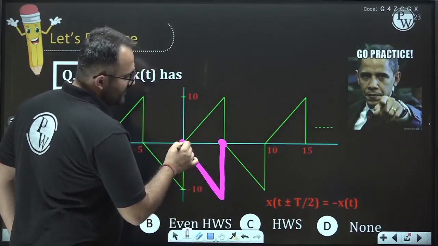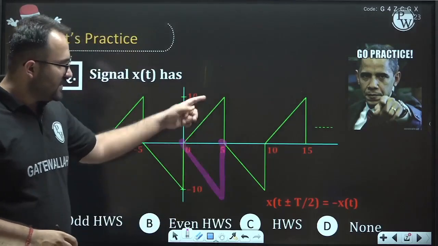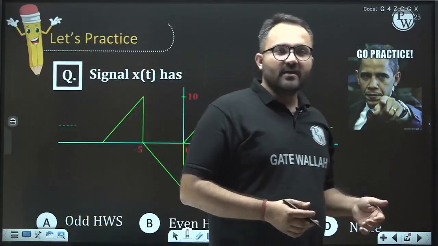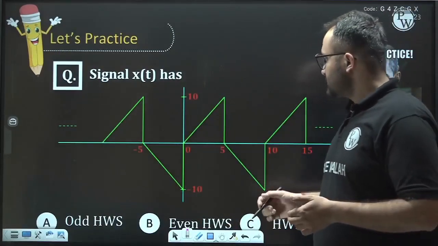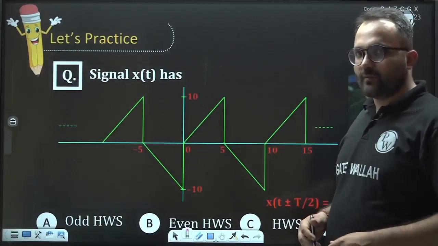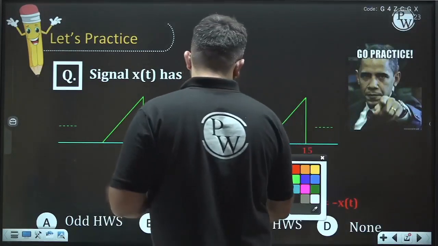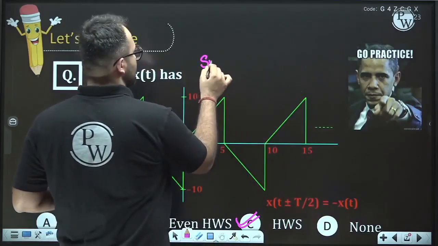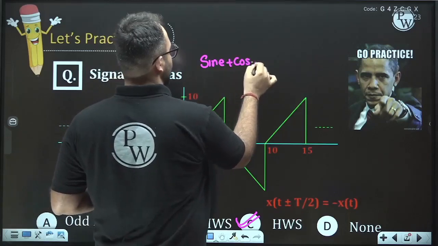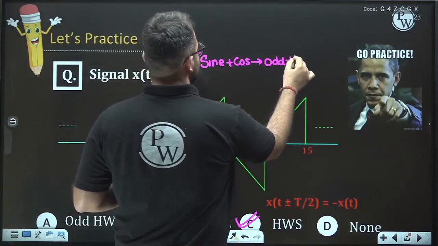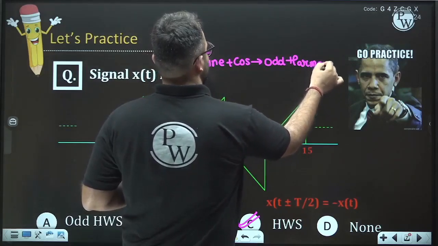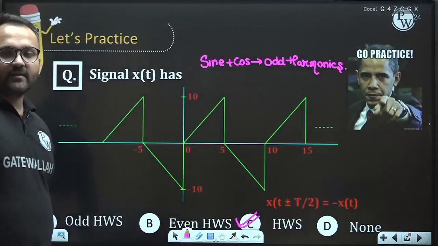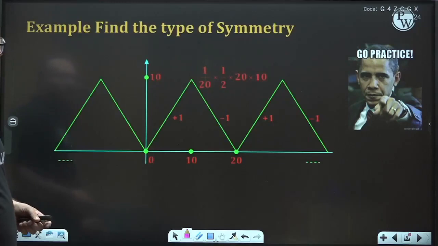Now since it will become like this, we can see that this triangle and the above triangle are opposite to each other. So if we shift the signal by half time period, we will get a signal of minus times the original one. So the signal has half wave symmetry. The signal has only half wave symmetry. So the signal will have sine and cos odd harmonics. Okay, odd harmonics of sine and cos. Great. Let's move on.